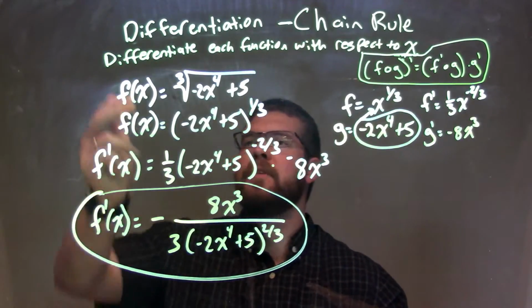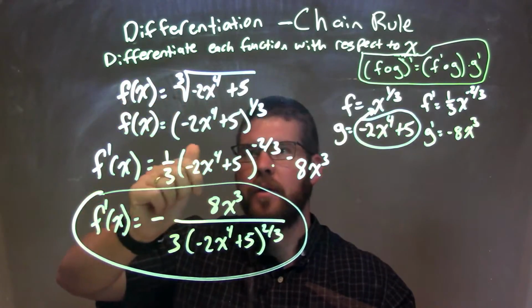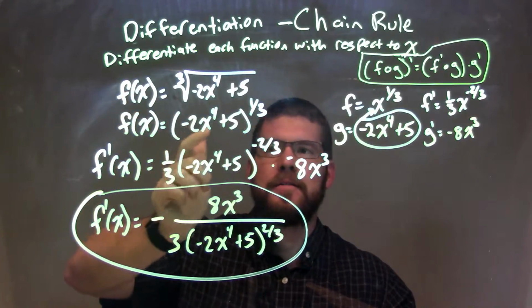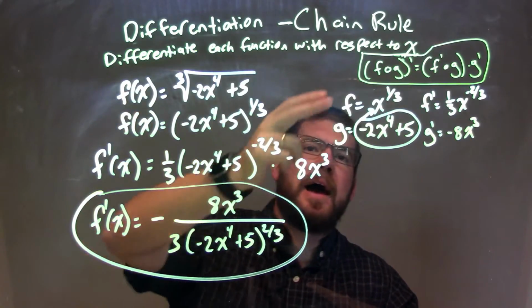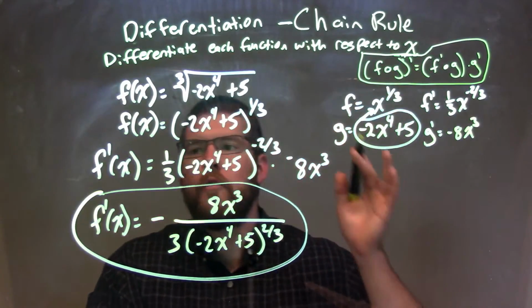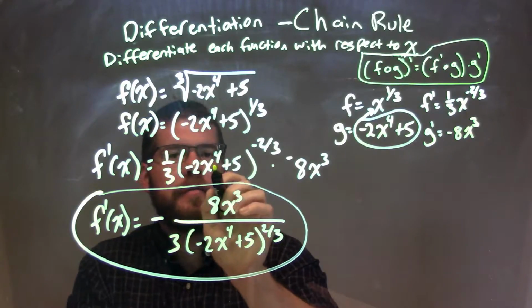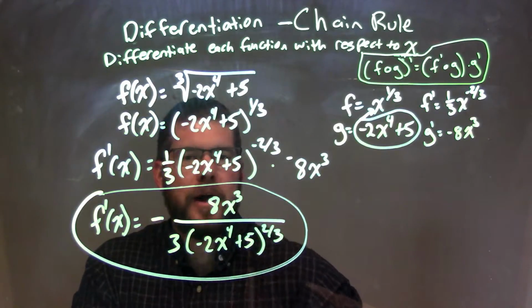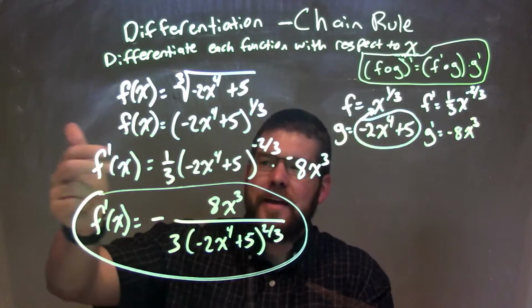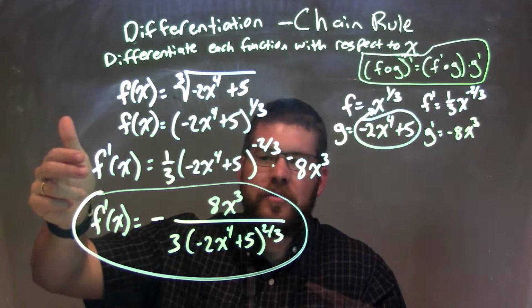So let's recap. We're given f of x is equal to the third root of negative 2x to the fourth plus 5. I rewrote that to have, instead of the third root, the 1/3 power. I then found my f of g, and then I found my f prime and g prime. From there, I took my derivative using the chain rule and had f prime of g times g prime. From there, at this point, I had my derivative, right? And so the rest is just algebra.